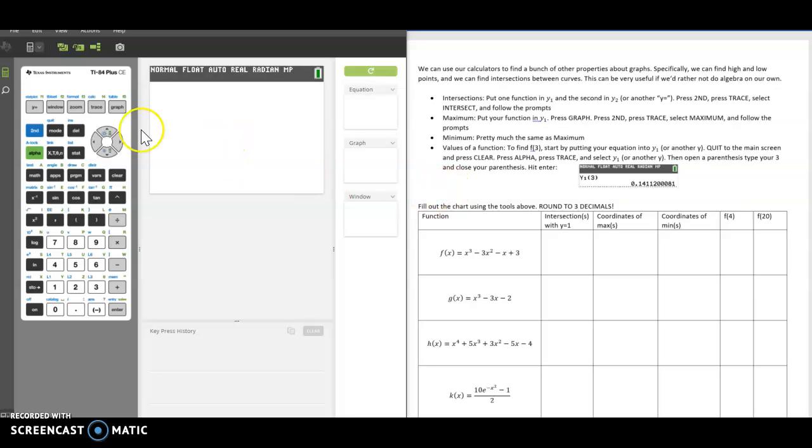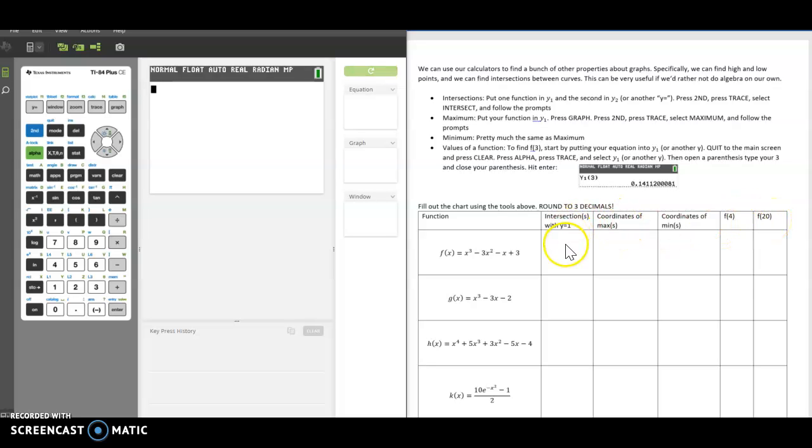Hey y'all, what's up? In this video, or maybe in a couple videos, we're gonna go over how to fill in the first row of this chart right here. We are given a function x cubed minus 3x squared minus x plus 3, and then we want to fill in a bunch of information about it: intersections with y equals 1, maxes, any mins, f of 4, and f of 20.